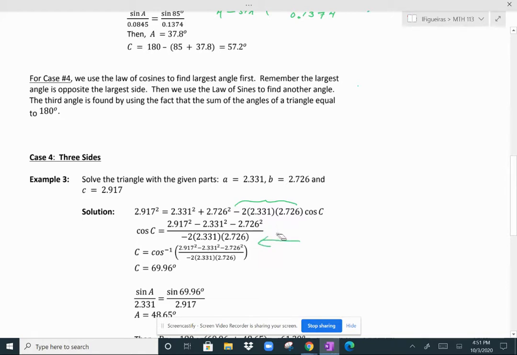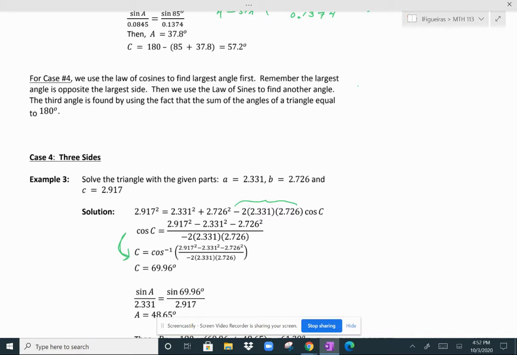So now I have cosine C alone on one side. But remember, you're solving for C, not cosine of C. So you take the cosine inverse of the fraction on the right side. So that's the work that you see here. This can be put into a calculator exactly as you see it, but you would need an extra set of parentheses in the numerator to make sure you group that difference all together. And again, if you're in degree mode, and you should be, you get that C is 69.96 degrees.